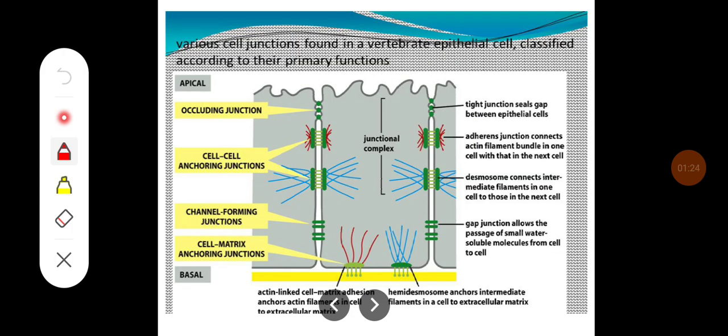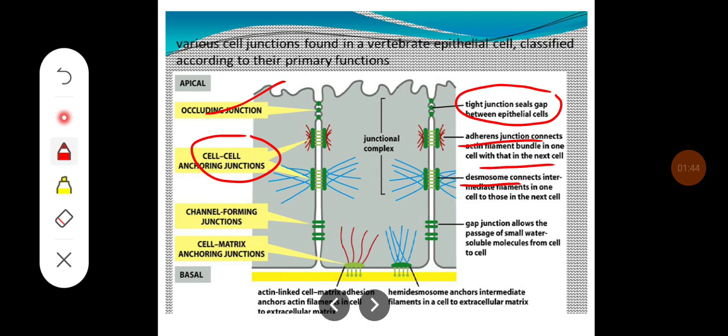Okay, so again, the occluding junction, for example tight junction, seals the gap between the epithelial cells. And anchoring junctions, as I told, are of two types: adherens junction or desmosomes. Adherens junction connects the actin filament bundle in one cell with that of the next cell, whereas desmosomes connect the intermediate filaments in one cell to those in the next cell.